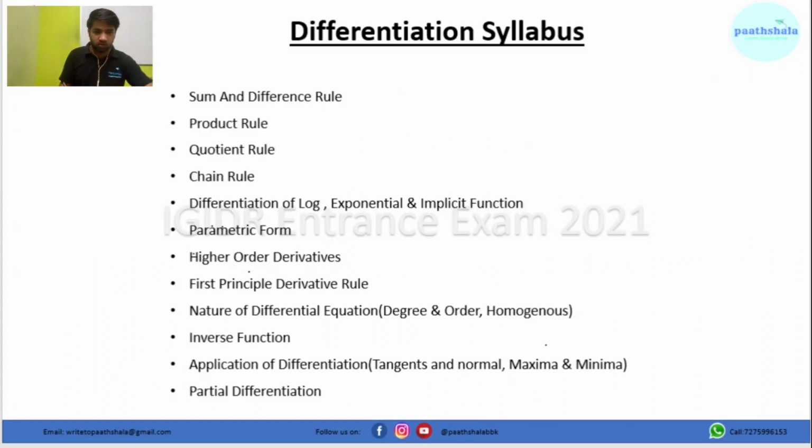So till now I have covered parametric form and higher order derivative, and now I am going to talk about the first principle derivative rule and the nature of differential equation. Okay, so first I will begin with differential equation.